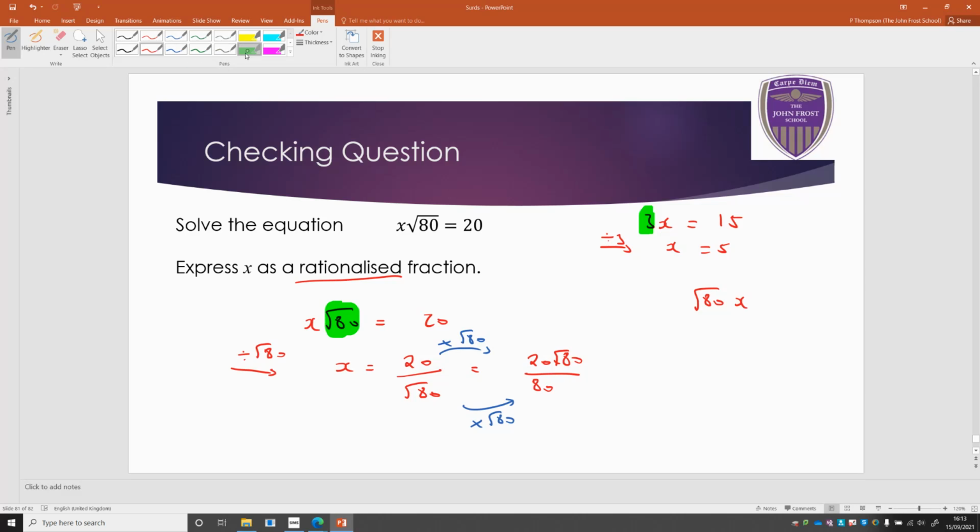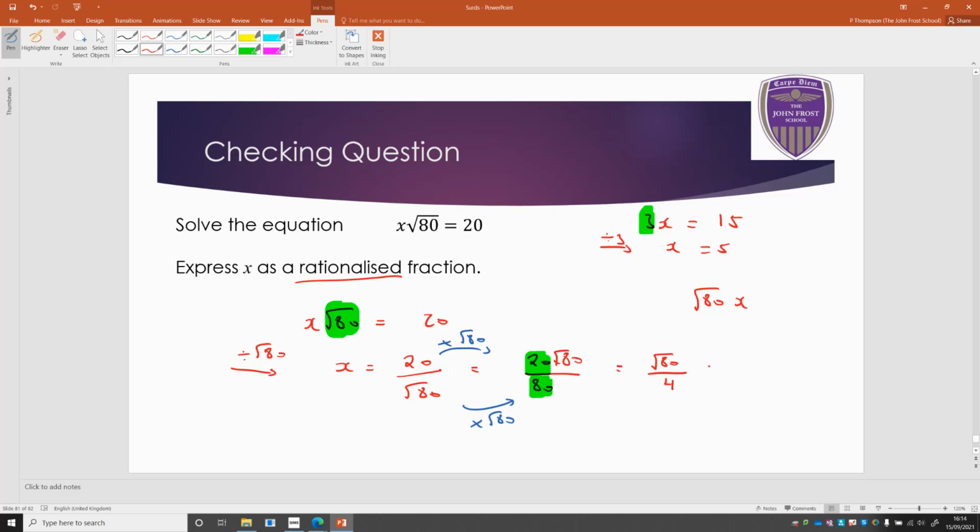The cool thing is here that 20 and 80 have got a common factor. Remember, they're both in the 20 times table. So you can divide top and bottom by 20. Well, how many 20s are in 20? 1. All right. So the top's going to be just root 80. I'm not going to write the 1 down because it looks a bit silly. And on the bottom, how many 20s are in 80? 4. So this is root 80 over 4.